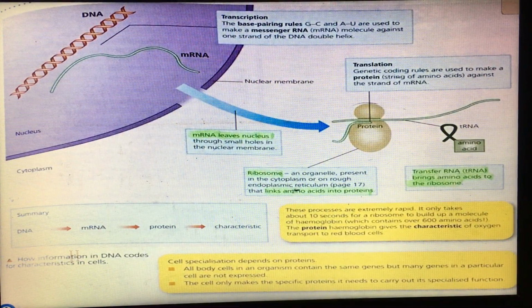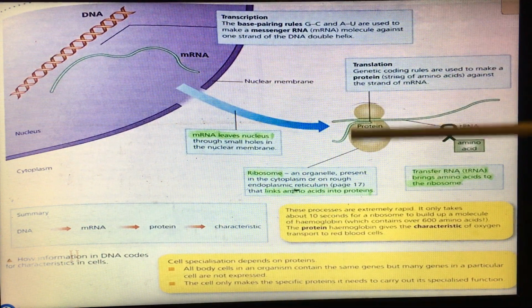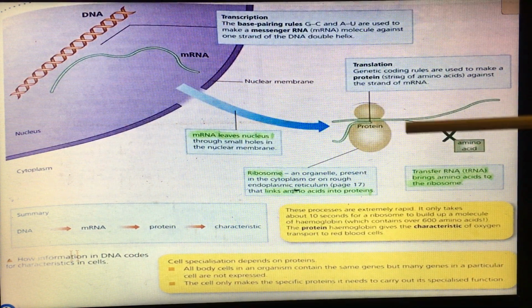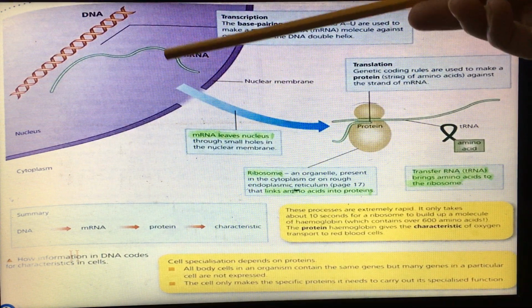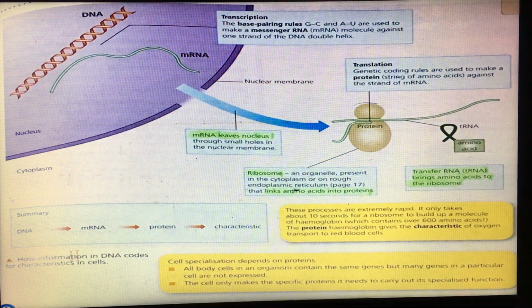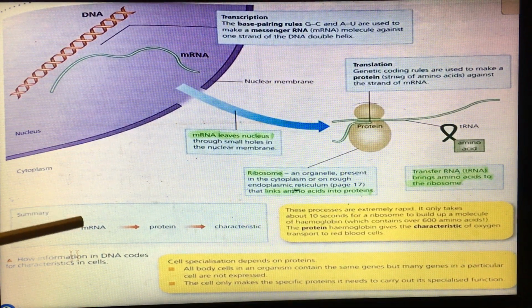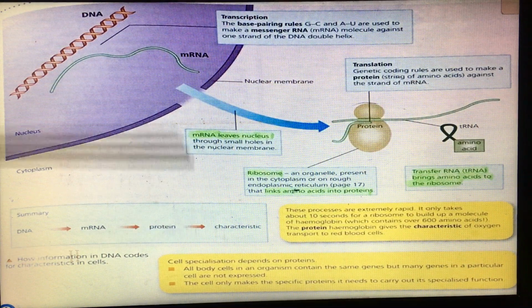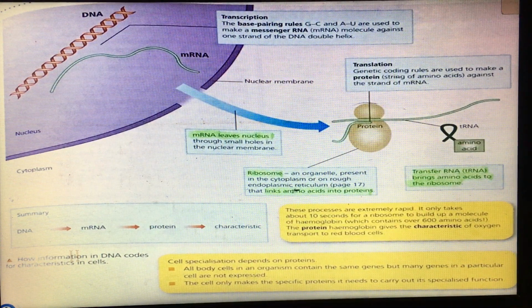So this is the process again. Translation happens inside the ribosome, which changes the mRNA, with the help of tRNA, into protein. And here we have transcription using mRNA. So, summary of the process: DNA to mRNA, then protein, and the protein is responsible for giving the characteristics in the body. And thank you for listening.